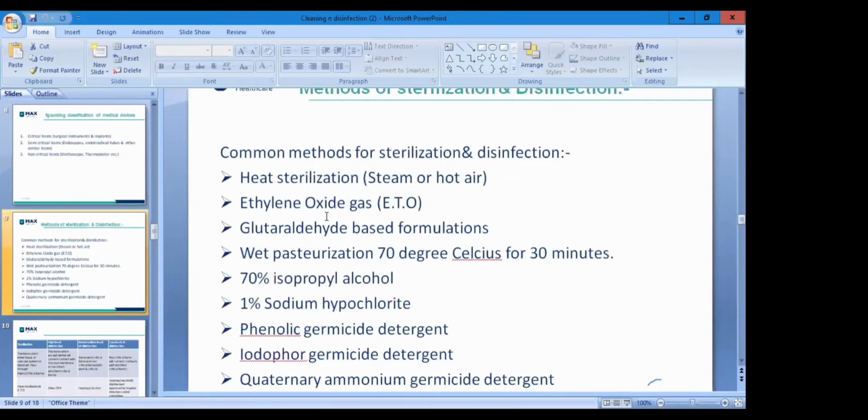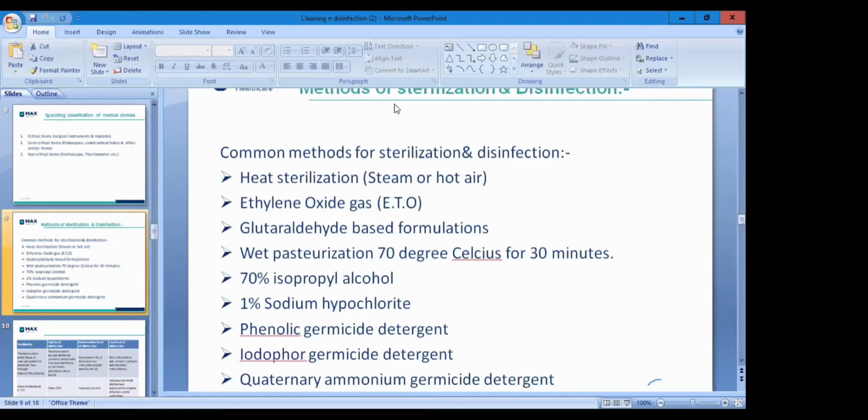These are the common methods of sterilization and disinfection. There is the heat sterilization method, where we use steam or a hot air oven. Then ethylene oxide, called ETO; usually the plastic materials go under ETO in our areas. Glutaraldehyde-based formulations are used for scopes like endoscopes and bronchoscopes. Then wet pasteurization at 70 degrees Celsius for 30 minutes. 70% isopropyl alcohol is used for non-critical items.